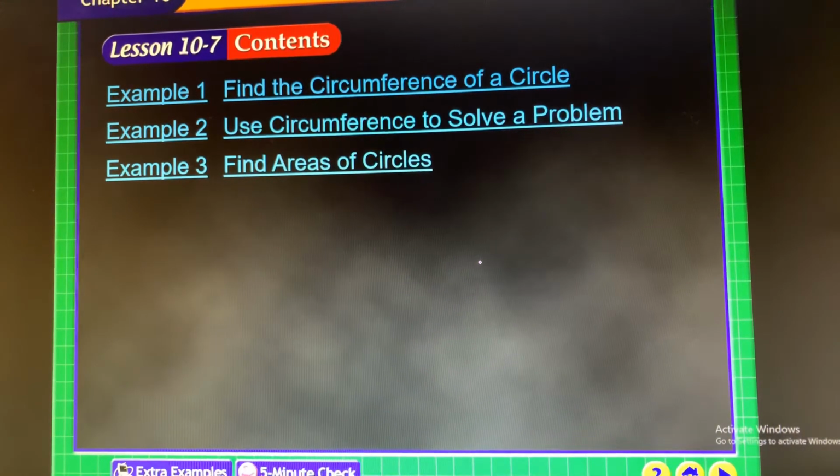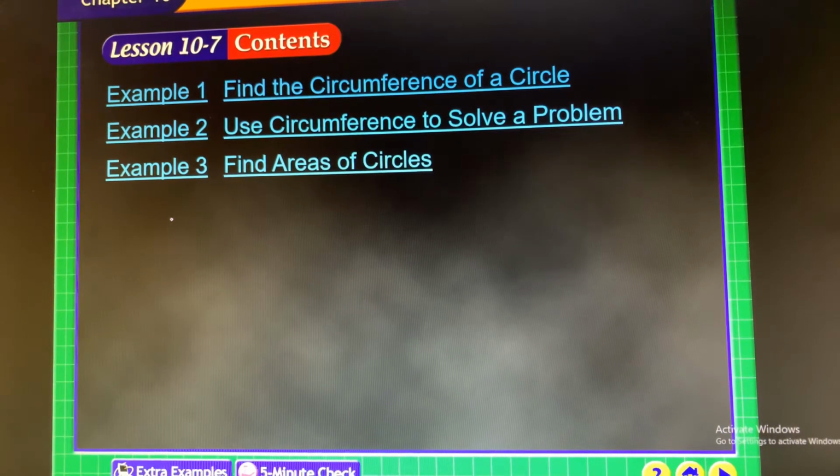All right, we're talking about circles now. Before we talked about polygons, which were 3 or more sided figures with straight line segments as sides. Now we're talking about a curved surface 2-dimensional figure, which is a circle. We have circumference and area of circles.